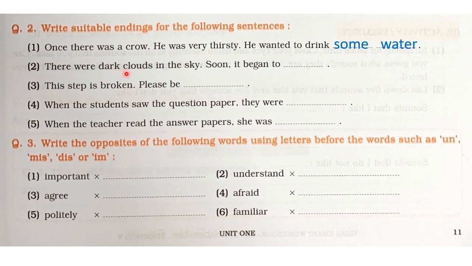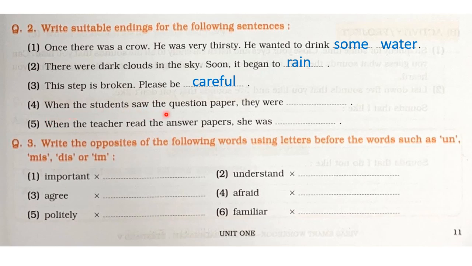Second, there were dark clouds in the sky. Soon it began to dash. So we know that when there are dark clouds in the sky, what begins? Yes, it began to rain. Next, this step is broken, please be dash. So when a step is broken and someone is coming from there, what do we inform that person? To be careful, otherwise that person will fall on that broken step.